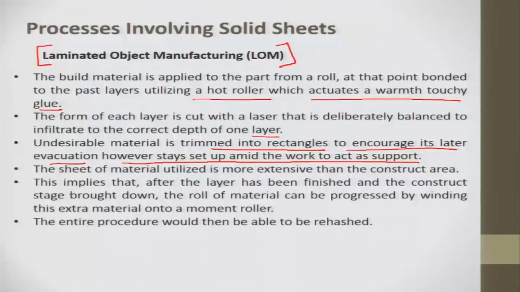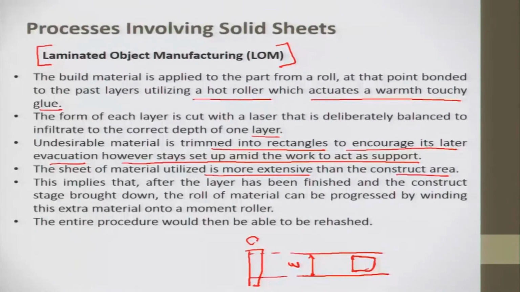The sheet of material used is wider than the build area. For example, if this is the material that is to be cut, the sheet would always be wider. So, this is my width of sheet. Once the part cross section has been cut, the edges of the sheet stay in place. So, what happens? Once this is cut, this part is cut by laser. Actually, this is a roller here, a roller on which the sheet is rolled, and it is being unrolled.